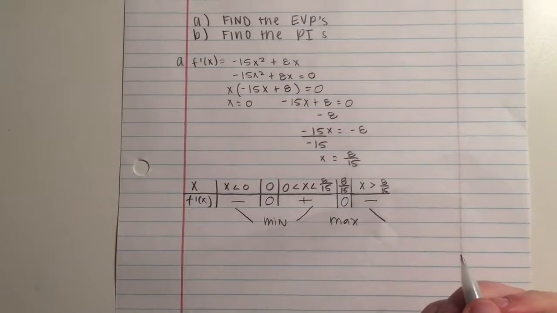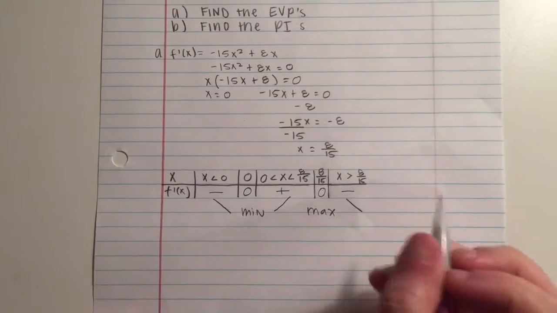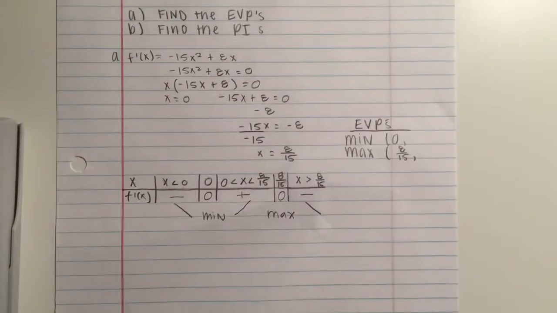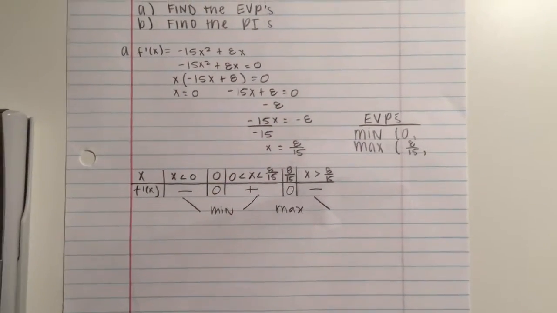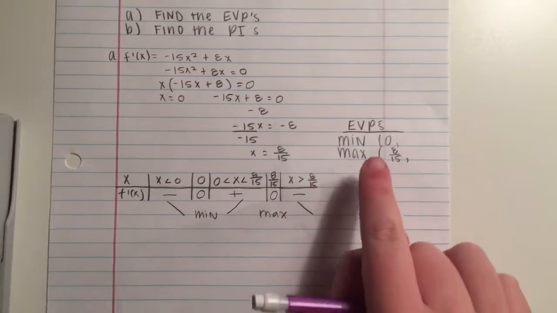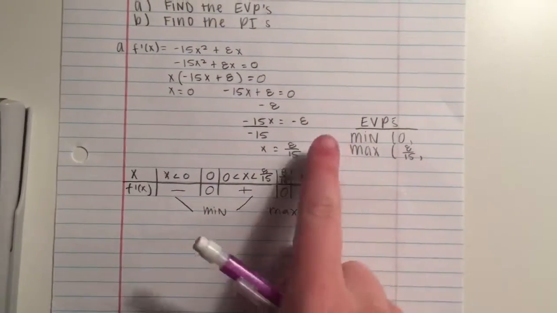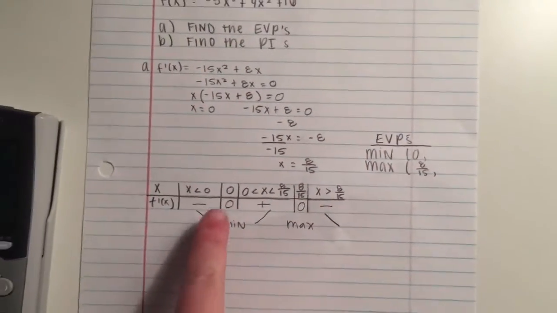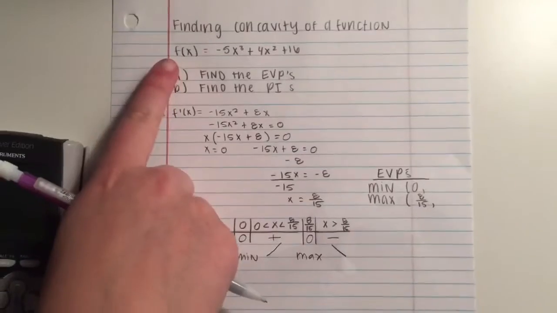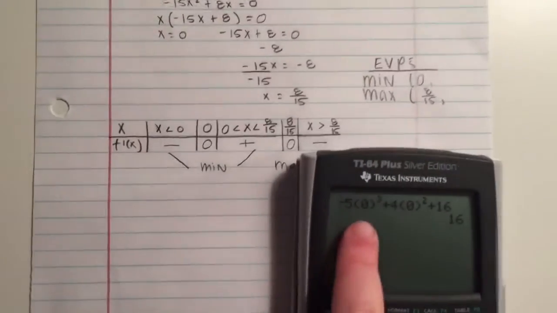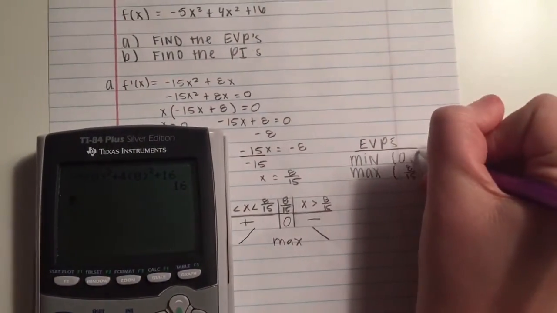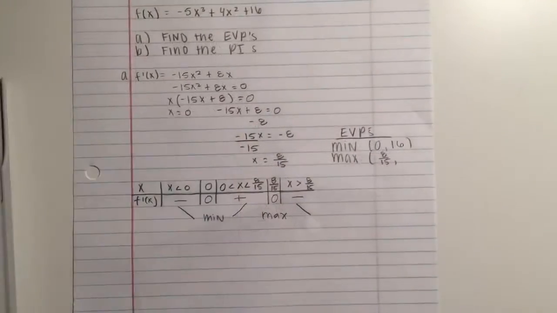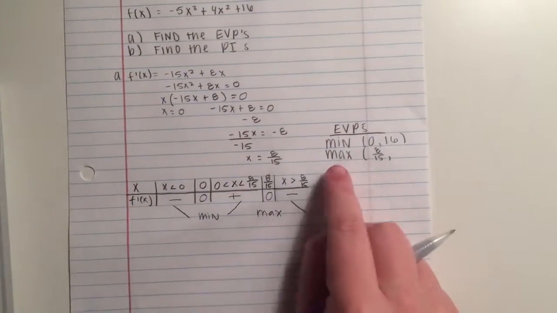So the next thing we need to do is find the EVP values of 0 and 8/15. EVP stands for extreme value points, so we obviously have our x values, but now we need our y values for our minimum and maximum points. For your minimum, you're going to take your x value of 0 and plug it into the original function, and I've already done that on my calculator. I plugged in 0 and I got 16, so the y value of my minimum point is 16.